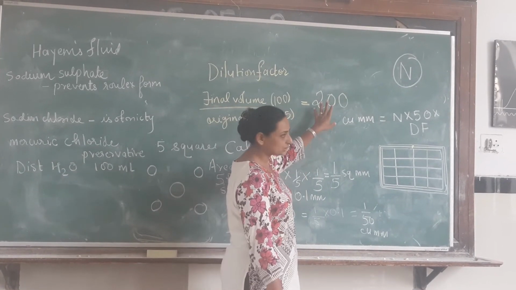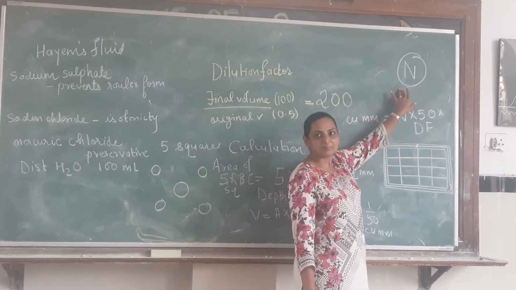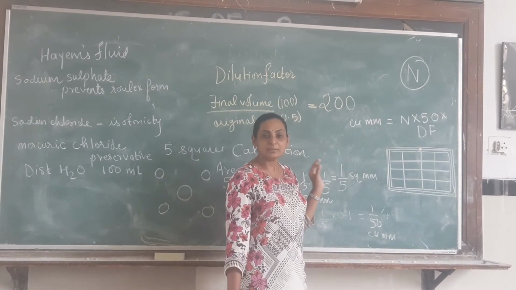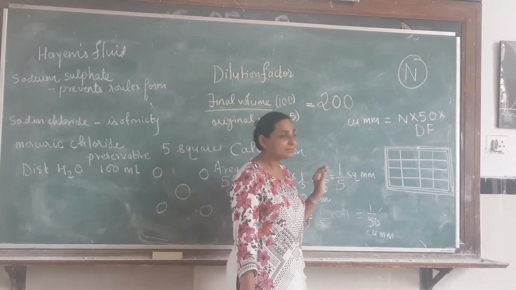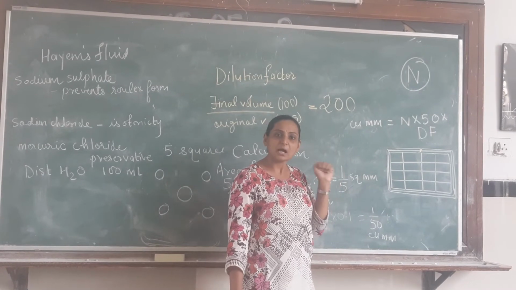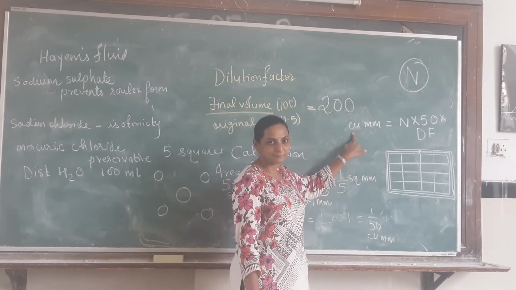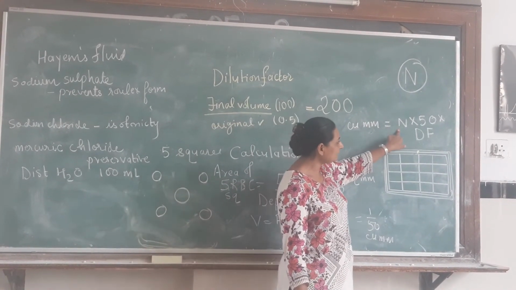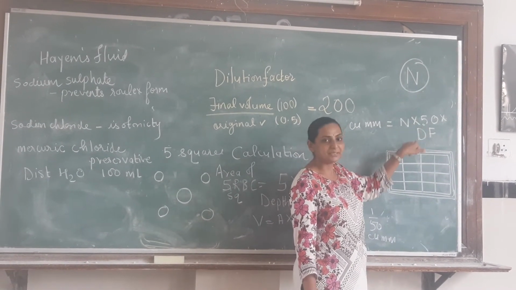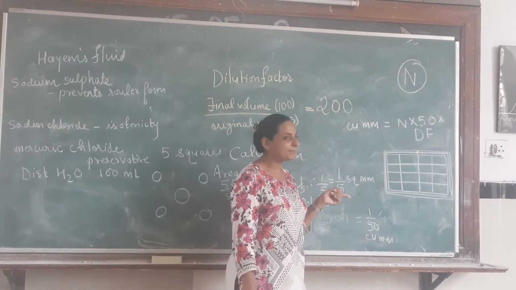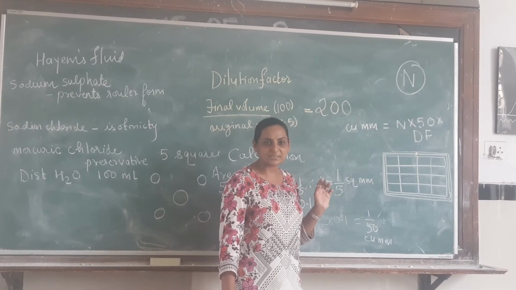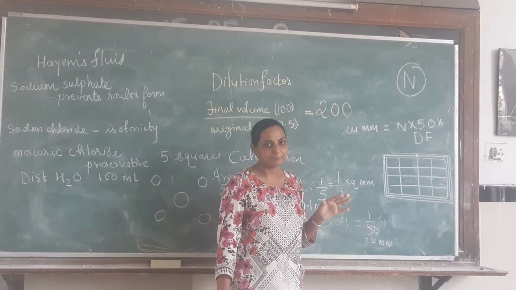So the final calculations are: let n be the number of RBCs counted. This count is in the diluted blood, and now we have to find the total RBCs in the undiluted blood per cubic mm. So the final calculation will be n into 50 into the dilution factor. This number of cells is in millions per cubic mm. So the answer for RBC will be in millions per cubic mm.